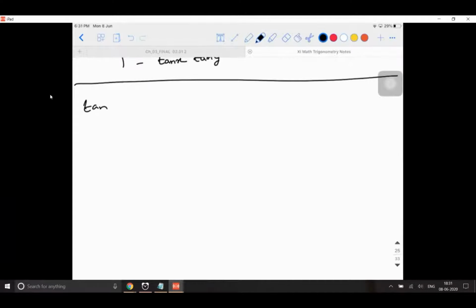Next is, see, like how you had sin of x plus y and sin of x minus y, similarly you have tan of x minus y also. What is going to be the formula for tan of x minus y? I can write it as sin of x minus y divided by cos of x minus y. Can I write it like this?